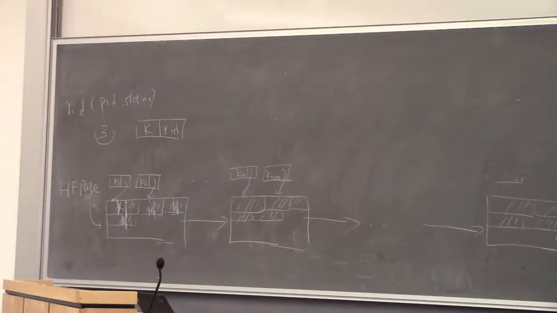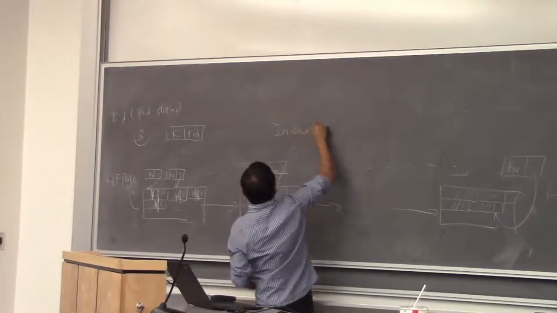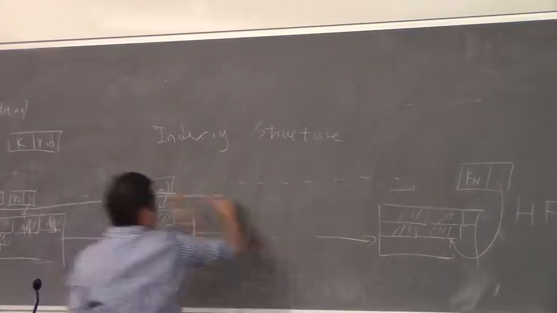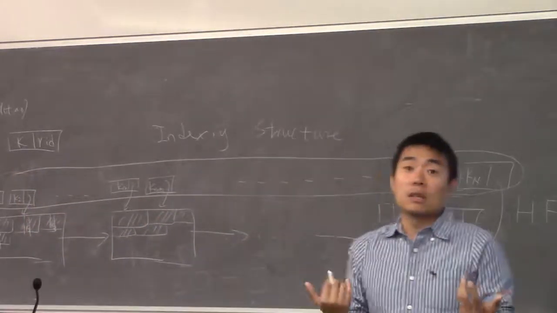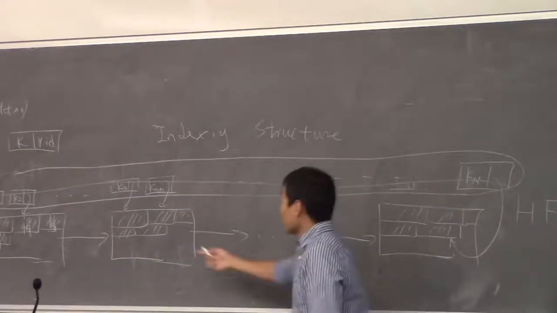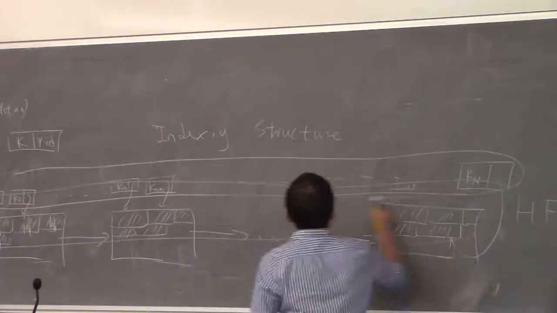Suppose I have n records in total. You follow me? So how many data entries am I going to have in total? I'm going to have n data entries in total. And then I'm going to build my indexing structure on top, using these. That's for alternative three. You may wonder, what about alternative one? Well, in alternative one, we do not have this layer. We do not have this at all. Rather, these are my data entries, so I will build my indexing structure over them directly.